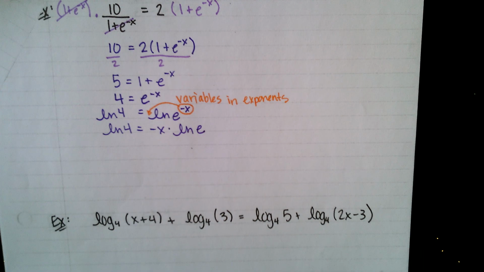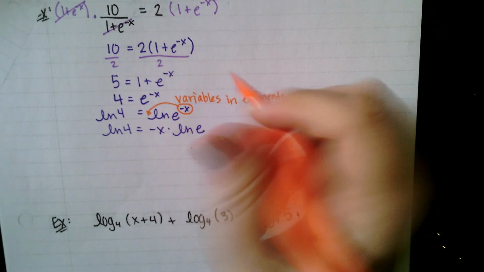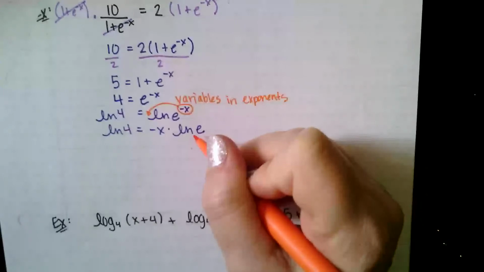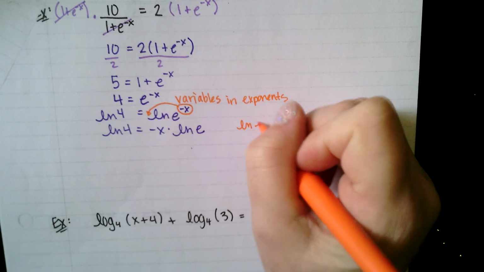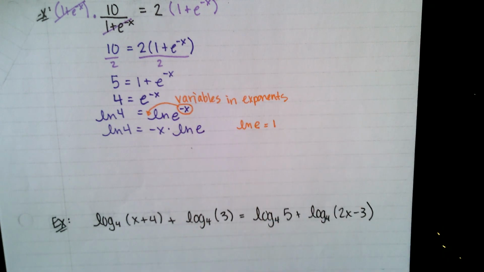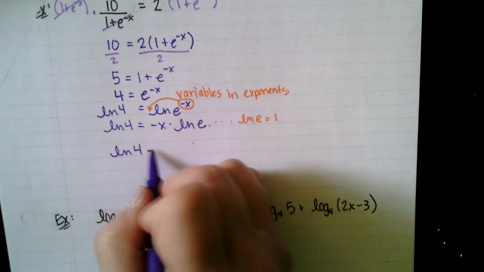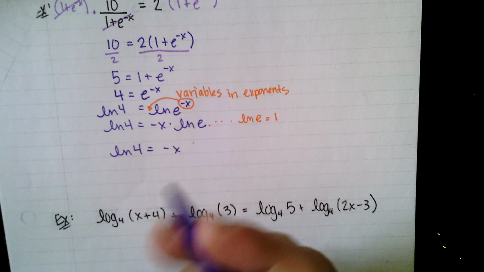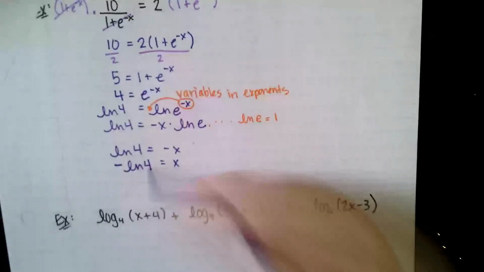Now I remember that natural log of e, that's one of my properties that we learned. I don't even remember what section that was, 6.5 I think, that the natural log of e equals 1. Also think about this: the log is asking us the question, the base, which is e, to what power gives me e. So we know the natural log of e is 1, so that we can then just make this natural log of 4 equals negative x, which would give me x equals negative natural log of 4.